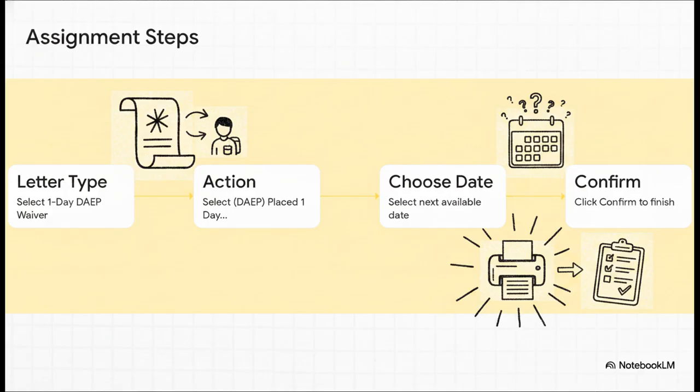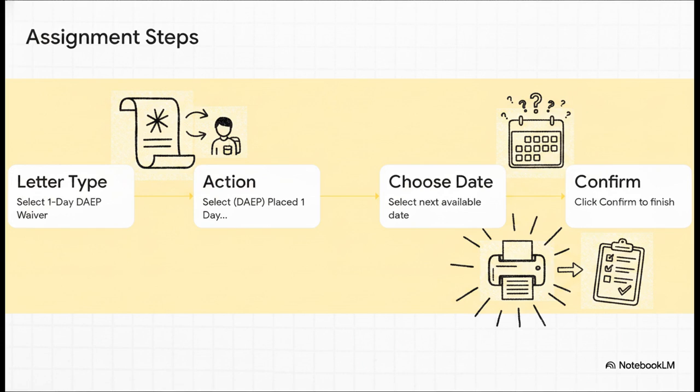First up, for the letter type, you're going to select one-day DAEP waiver. Next, for the action, pick DAEP placed one-day substance abuse. Then you just grab the next available DAEP date from the drop-down menu. Just a quick heads up here, if a specific date isn't showing up on that list, it literally just means the course is already full.